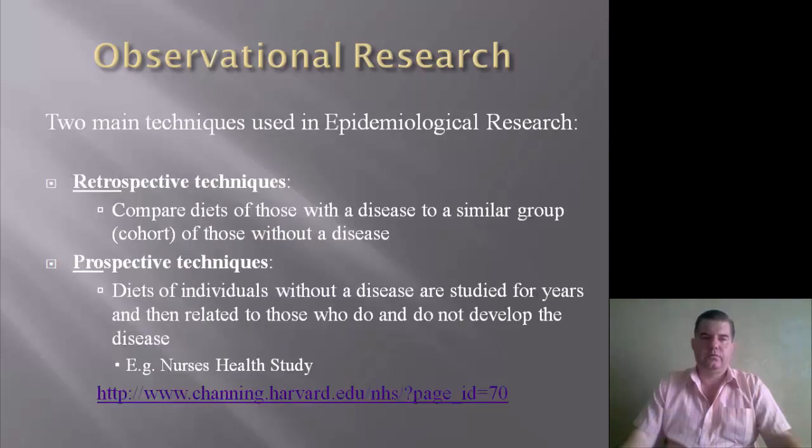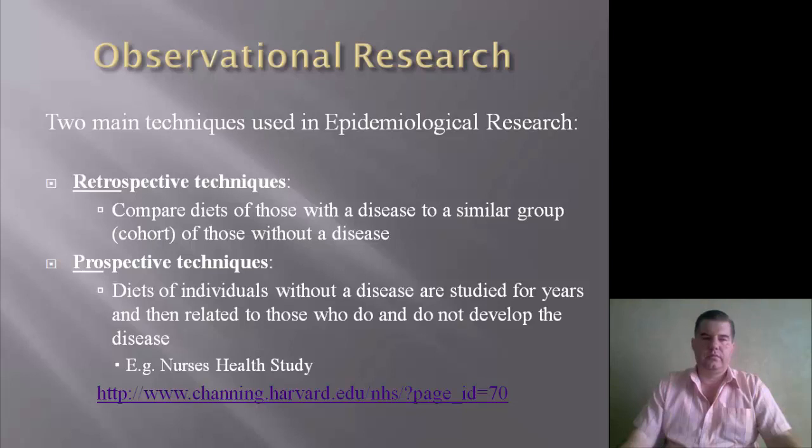Observational research. 2 main techniques used in epidemiological research: retrospective techniques compare diets of those with a disease to a similar group, a cohort, of those without the disease. Prospective techniques: diets of individuals without a disease are studied for years and then related to those who do and do not develop the disease.